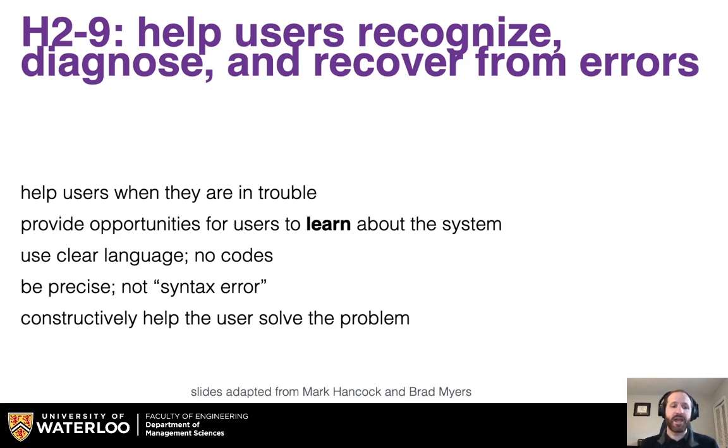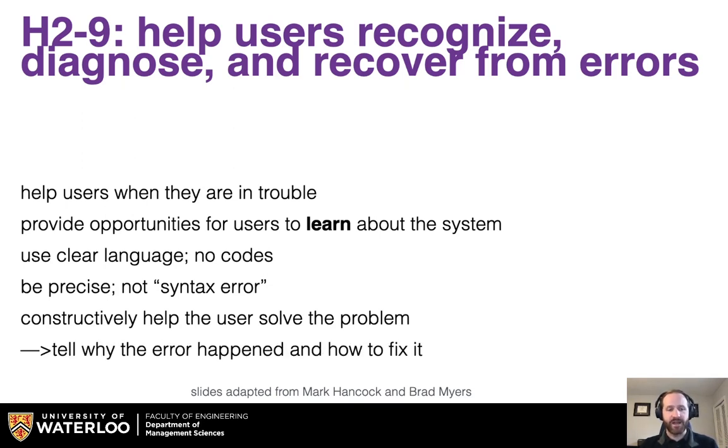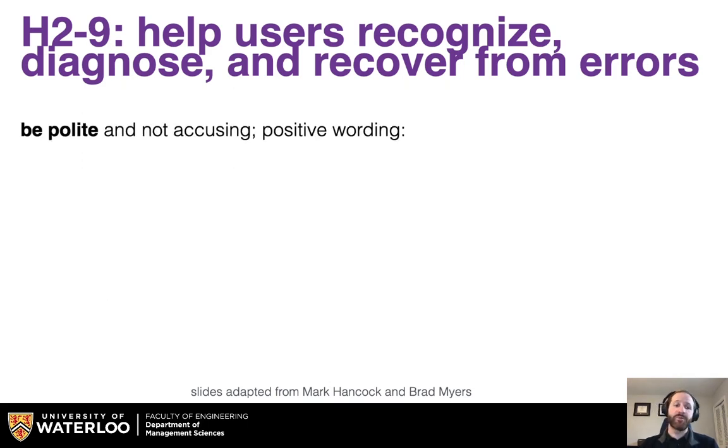And you want to constructively help the user solve the problem so that they can resolve it and continue to finish their task. Tell why the error happened and how to fix it. You also want to be polite and not accusing, and use positive wording. So don't say fatal error. That's just like, oh, I just ruined my computer. It's going to explode now, right?